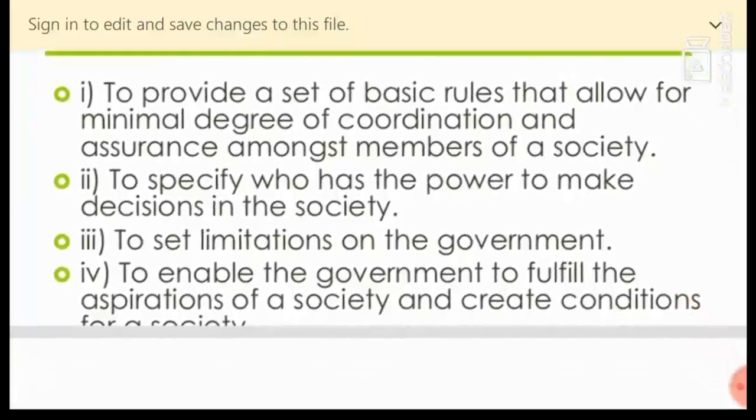Third function is to set limitations on the government as well. Formation of government is not the final function. After its formation, after it starts working, there shall be some limits over the government even. If they have started working abruptly, if they have become corrupt at any point of time, they could be checked. There should be some brakes over it.